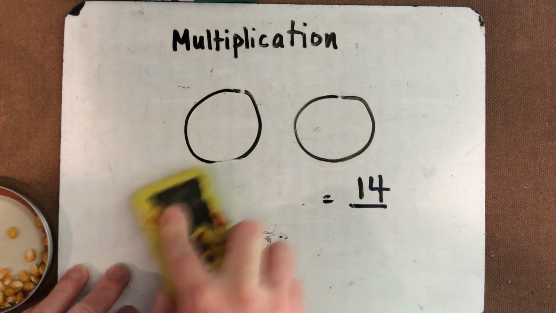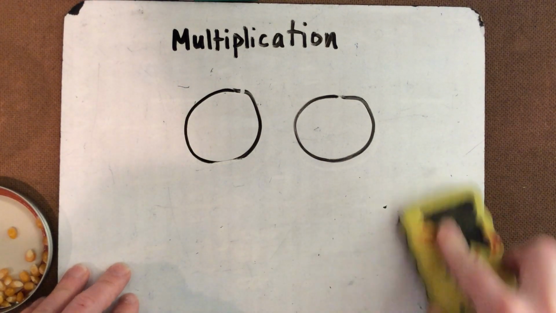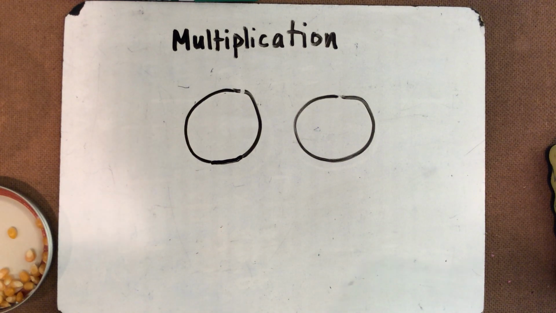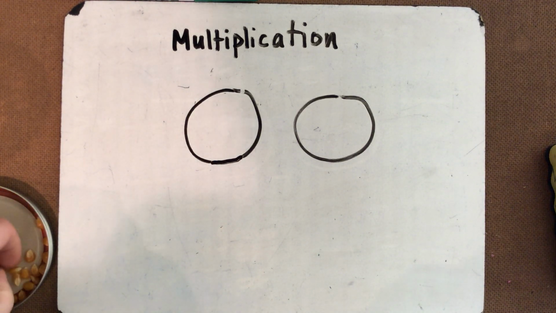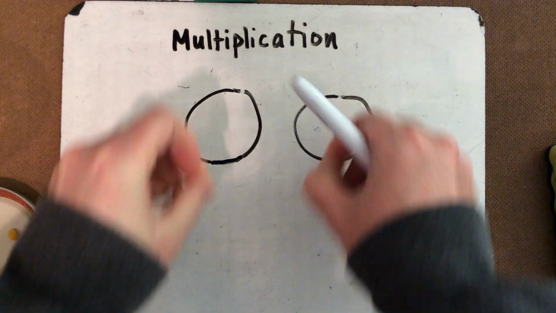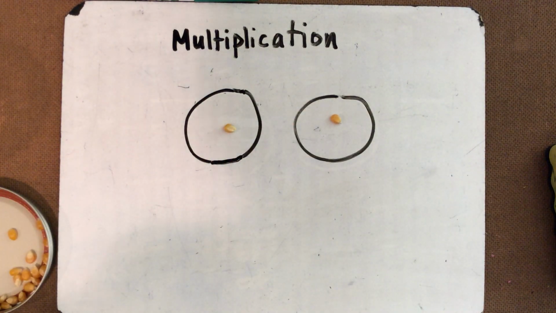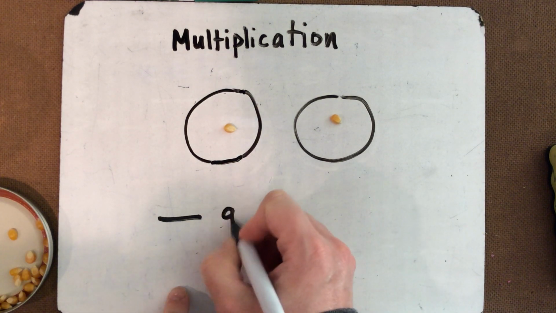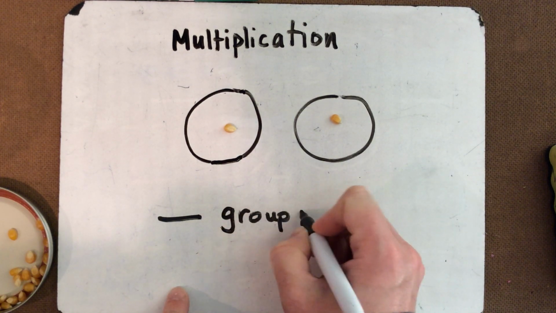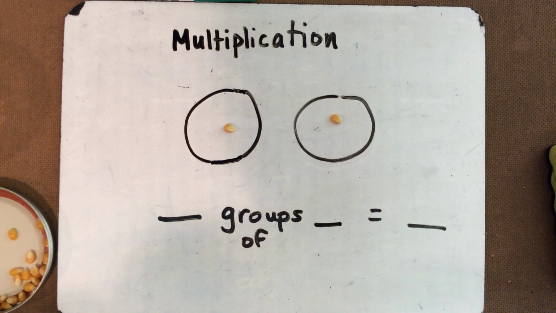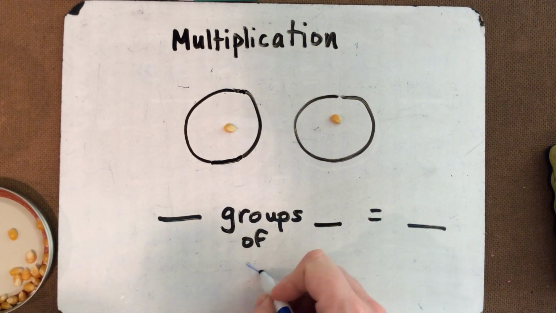So let's do some more. We're going to work on our 2's times tables today. And you can just watch this lesson or you can do it along with me. So let's start with 1 popcorn kernel in each group. Okay, how would you write that as a multiplication sentence? So why don't I go back and put this on the board, groups of equals, and then we'll fill in the answers in blue.